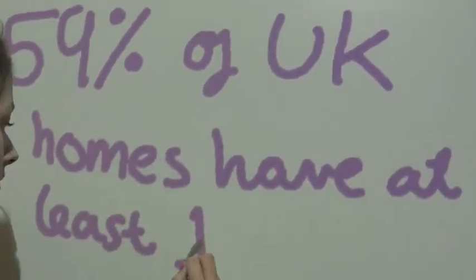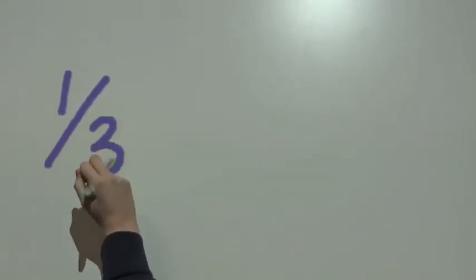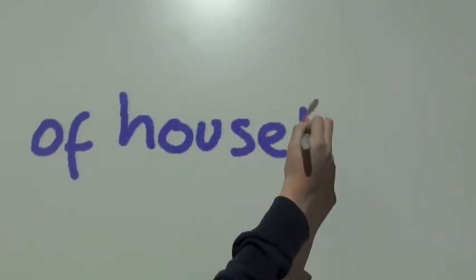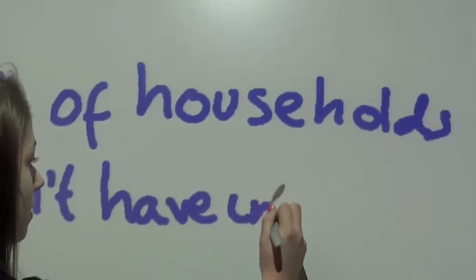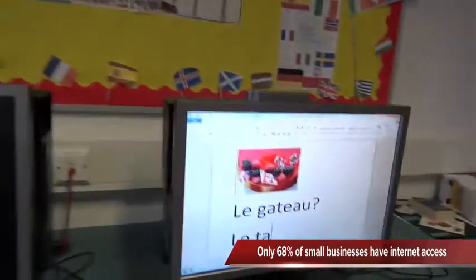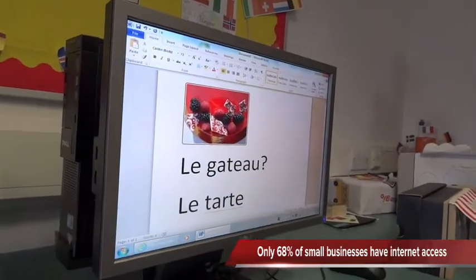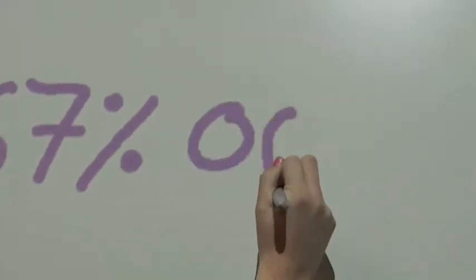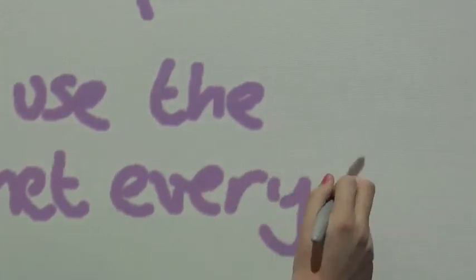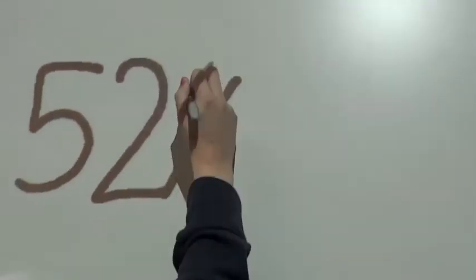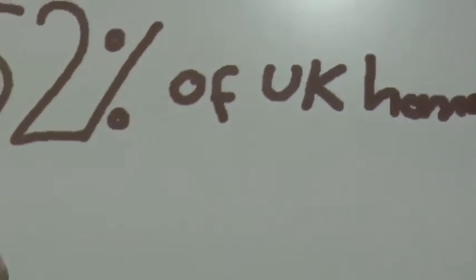59% of UK homes have at least one PC. 1/3 of households don't have access to the internet. Only 68% of small businesses in the UK have internet access. Small. Get it? 67% of UK adults use the internet every day. 52% of UK homes have internet access.